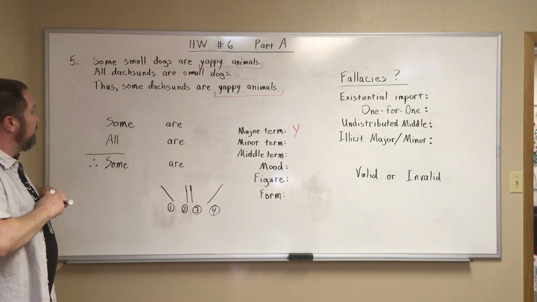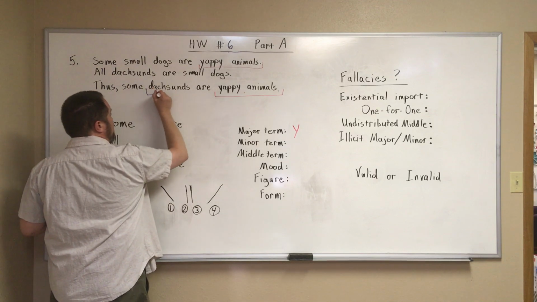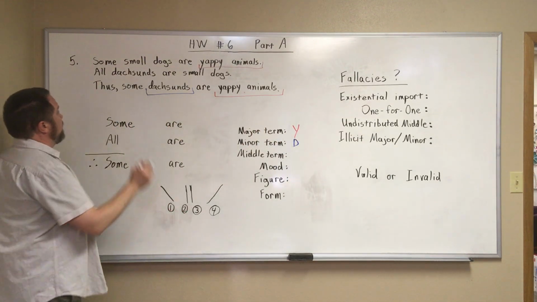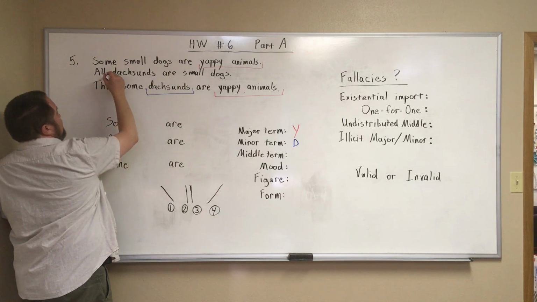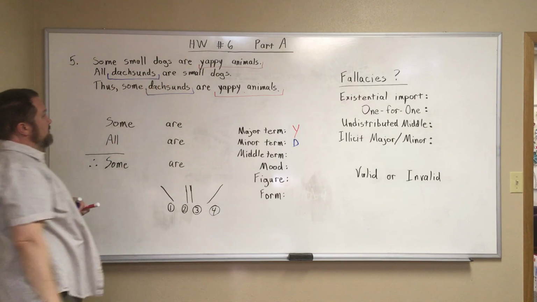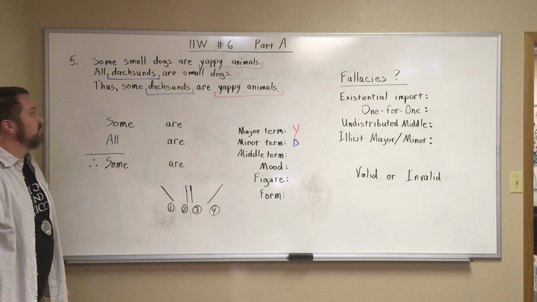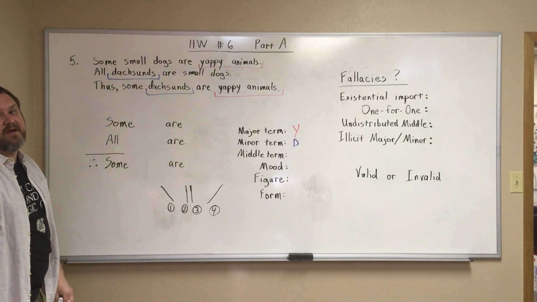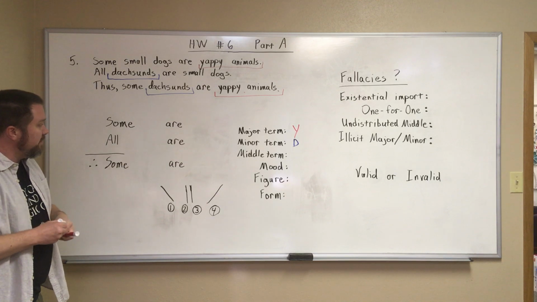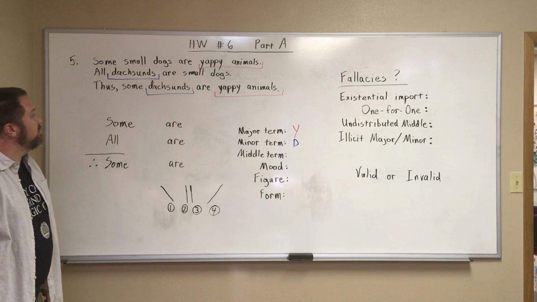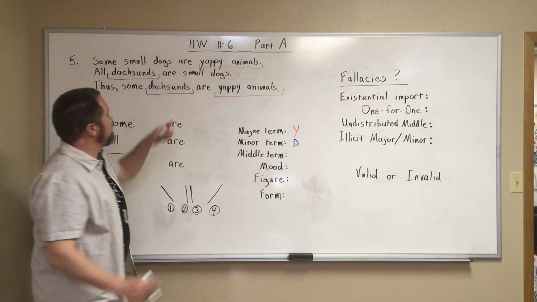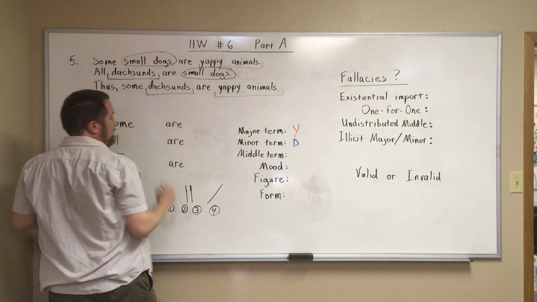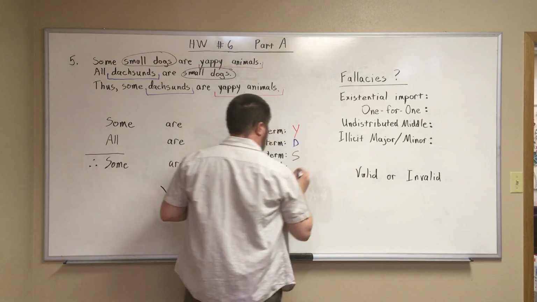Second, we'll look at the minor term, which is in the subject place of the conclusion, dachshunds. We'll abbreviate that as D, and we'll look where dachshunds appears also. It's in the second statement, and the second statement should be the minor premise, the one that contains the minor term, and indeed those are all in the right order. And we have a conclusion on the bottom. So we're good there. The middle term is the other term that's used in both of the premises, small dogs, and it's not used in the conclusion. That's our middle term. We'll abbreviate that with an S.